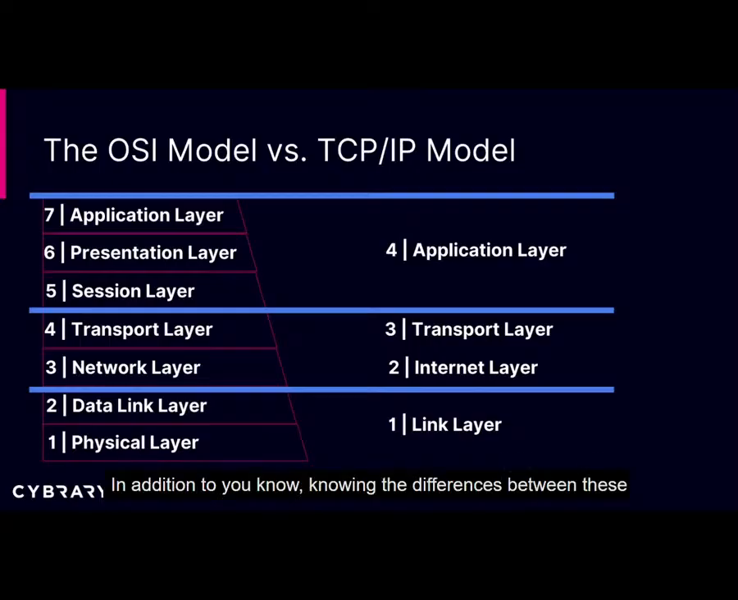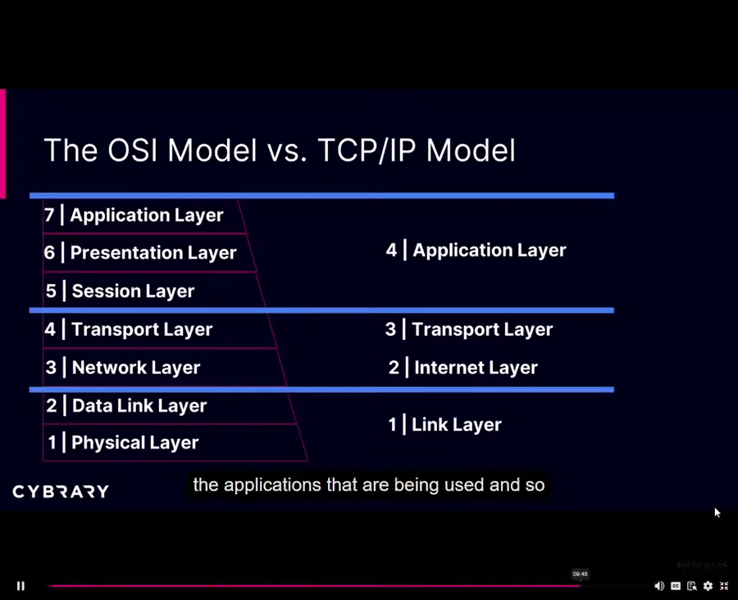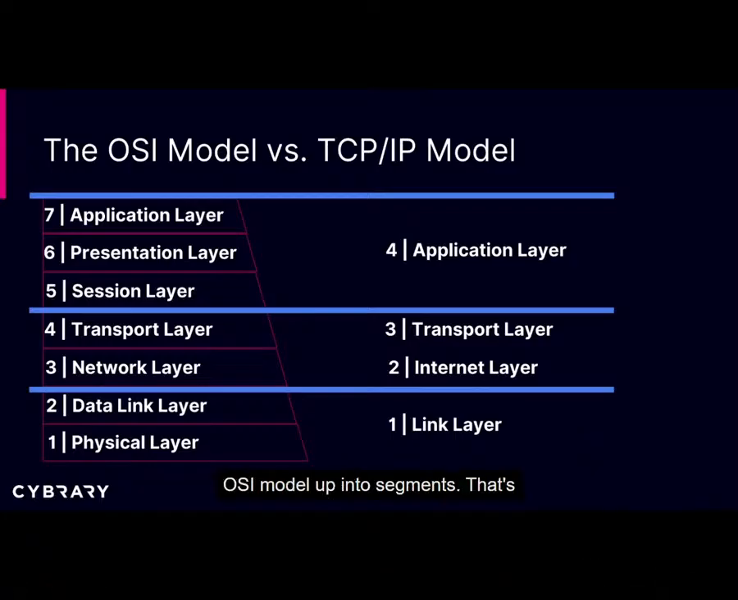In addition to knowing the differences between these models, I think it's kind of interesting to see how the different layers are rolled up in the TCP/IP model, because in the OSI model, it's true that the session layer, presentation layer, and application layer are sort of all related to those applications, right? So they have some relation to the applications that are being used. And so it's kind of nice to see, okay, if I want to break the OSI model up into segments, that's a logical way to think about those 3 layers.